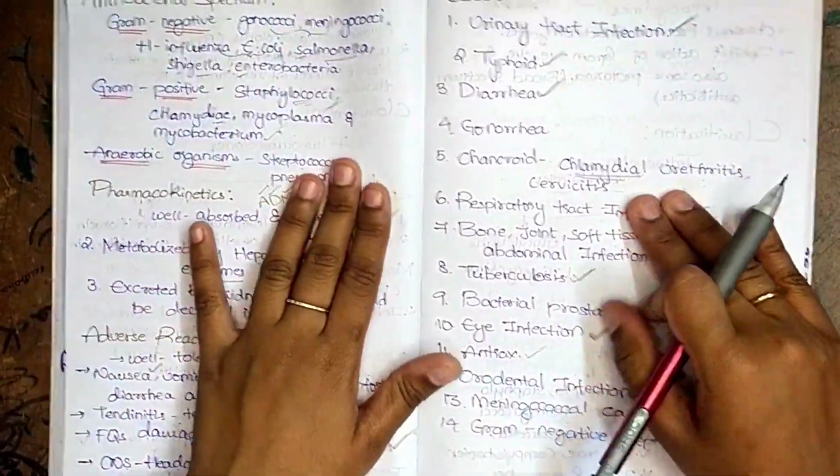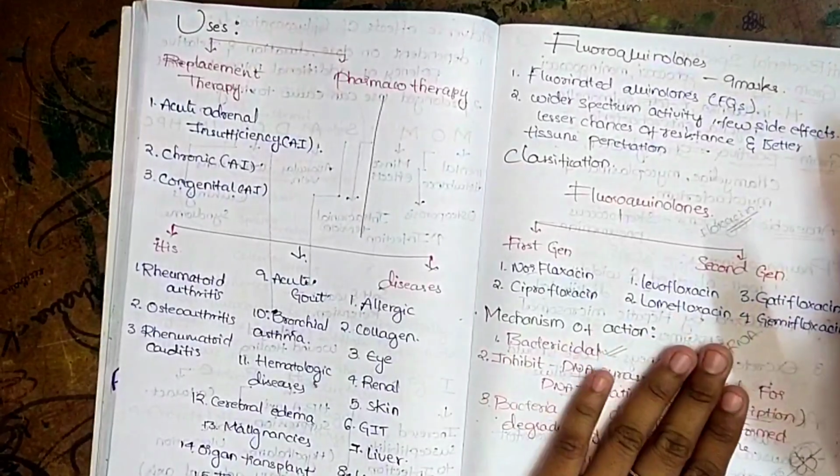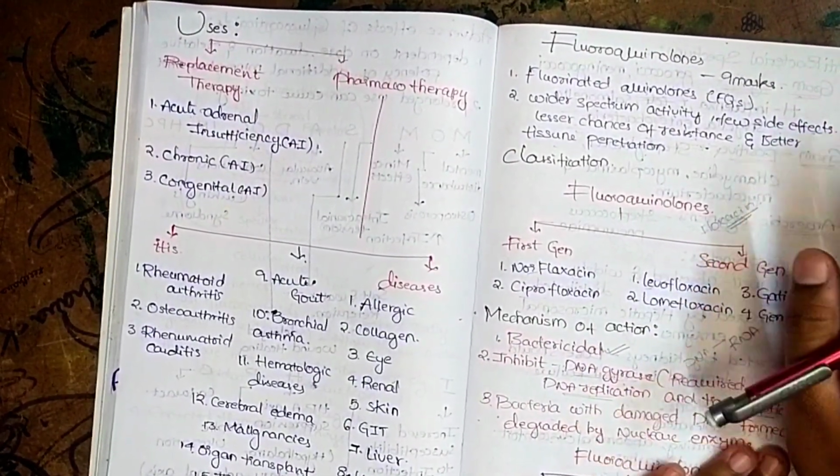So now these are the uses, antibacterial spectrum, pharmacokinetics, adverse effects, and the classification of fluoroquinolones and mechanism of action.